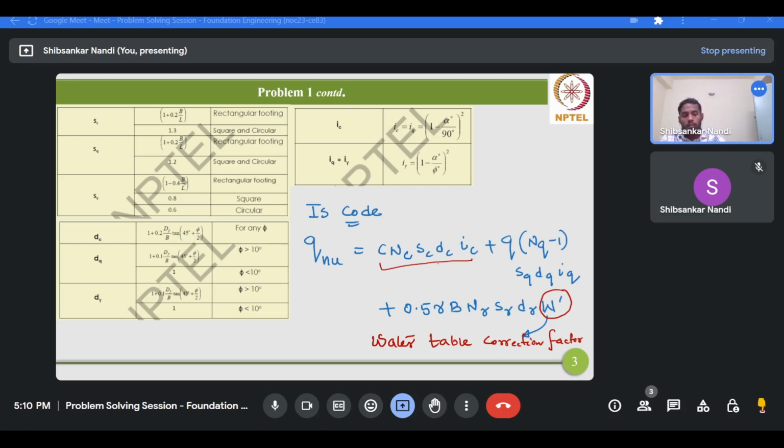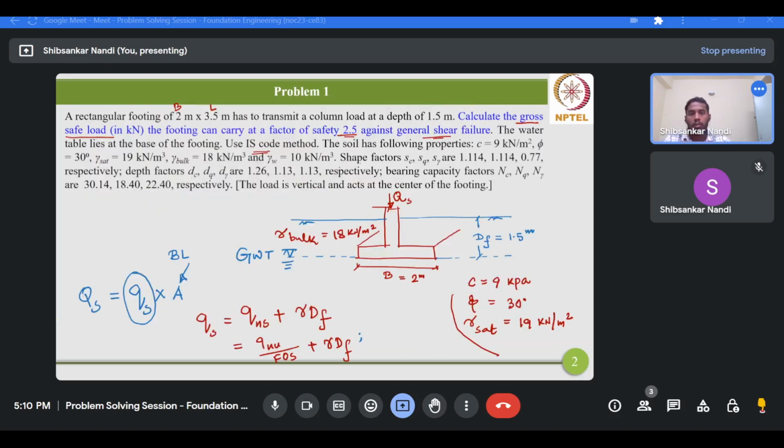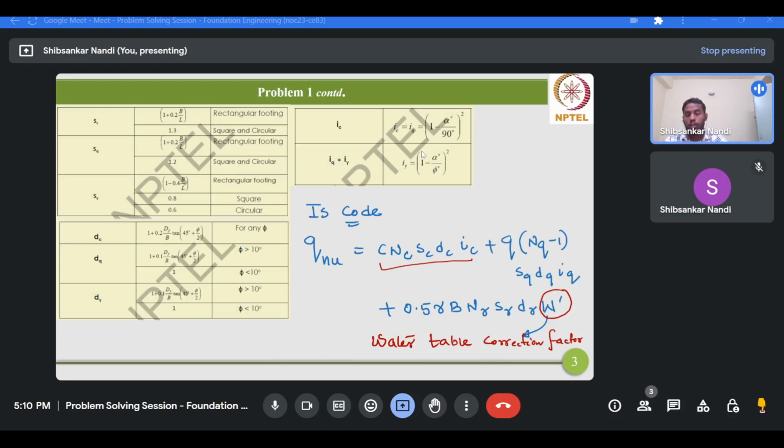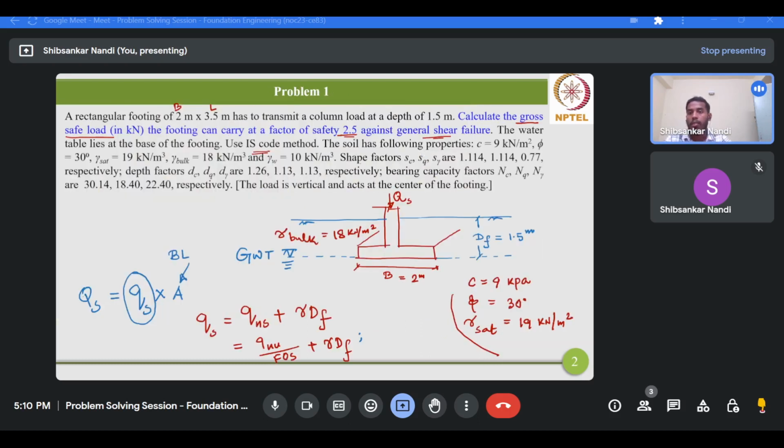So for this problem, it's a very straightforward problem, since all the data required to solve it are directly known to you. However, in many cases this should not be the scenario. In that case, you have to first calculate the shape factors, depth factors, and inclination factors from the given conditions. Here the footing has a rectangular shape.